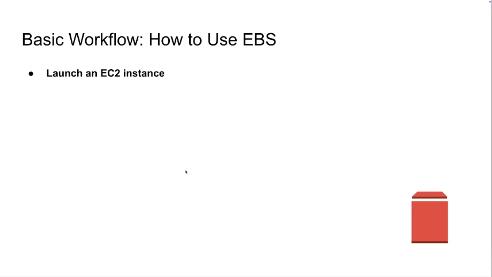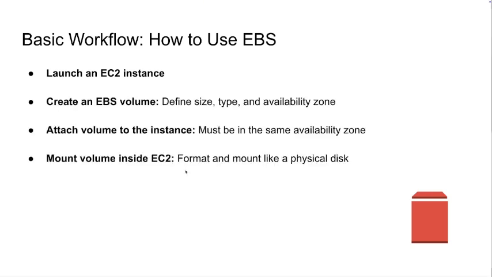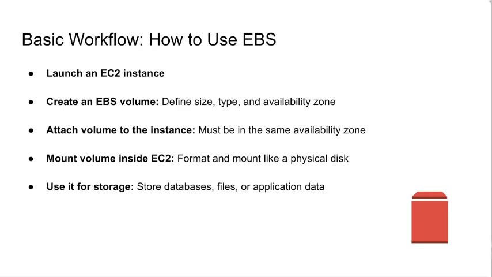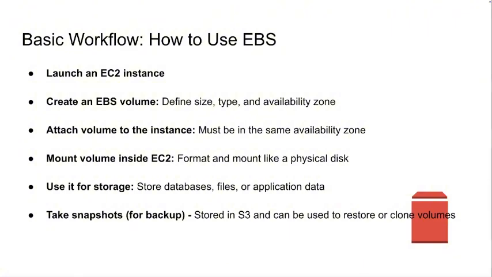So the basic workflow: you launch an EC2 instance, create an EBS volume, attach the volume to the instance, and mount the volume inside the EC2. What that means is you can have your EC2 already having a volume attached to it, and you want to mount another volume. We can see this in another class, where you have two volumes attached to an instance, and you've mounted one such that it handles media files and what have you. So you can use it for storage. You can take snapshots for backup. You can store this backup in S3. You can use them to restore or clone a particular volume.